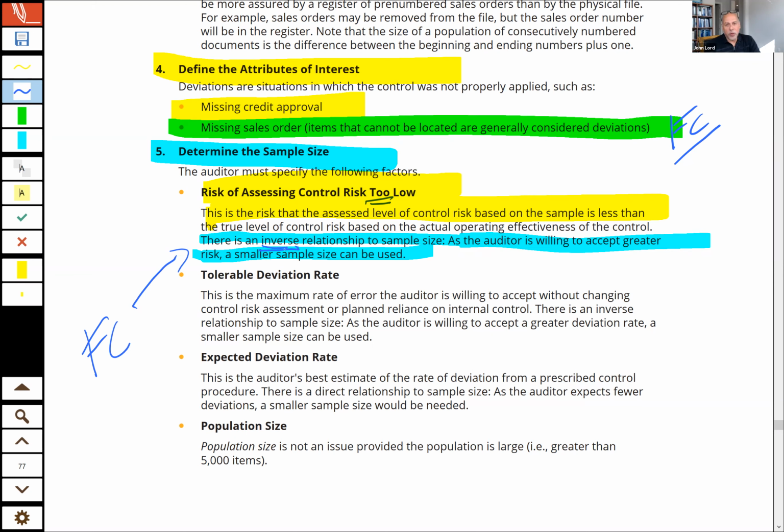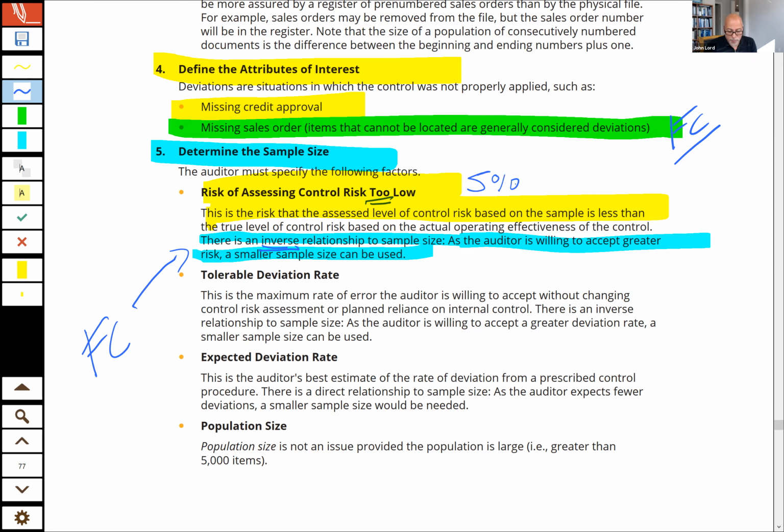But in the auditing world, we cannot sit there and live with testing 100%. So we have to live with some sampling risk, okay? So we will go ahead and set our risk of assessing control risk too low. And the lower we set that, the bigger the sample. The higher we set that, the smaller the sample. Inverse relationship, okay?